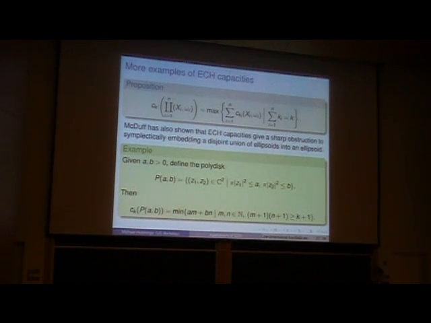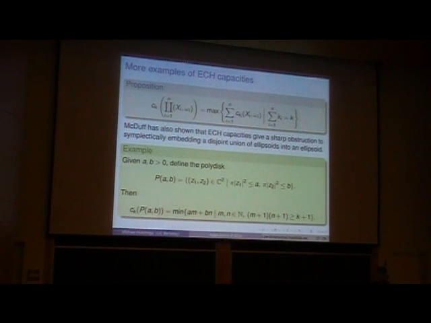Another example is I can take the polydisk, which is just the product of two disks in C. That's not quite a legal domain because its boundary has a corner, but it's close enough that these ECH capacities can still be defined. And it's given by some other strange number theoretic formula, which you can write down specifically. And we can compute more examples.